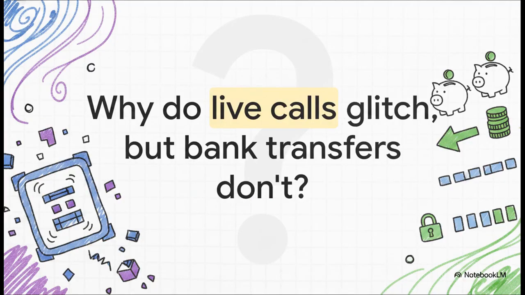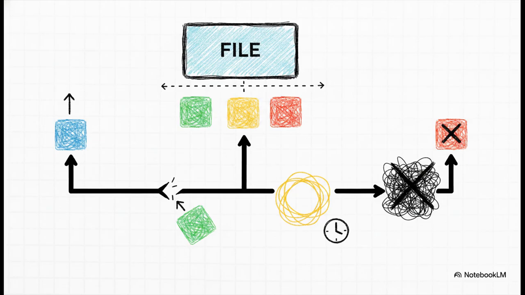Let's kick things off with a question I'm sure you've all experienced firsthand. Why is it that your live Zoom video call might suddenly glitch out, drop a frame, or just freeze for a second, but when you transfer money between your bank accounts, the system never, ever loses a single penny? Well, it all comes down to a fundamental engineering trade-off between two distinct priorities: perfect reliability versus blistering speed. Okay, let's dive into this.